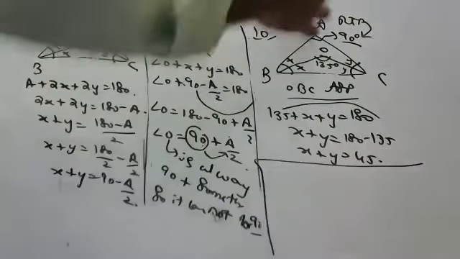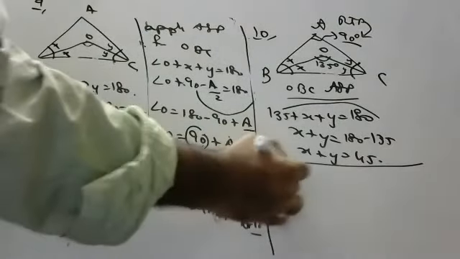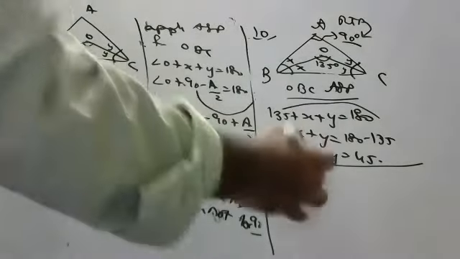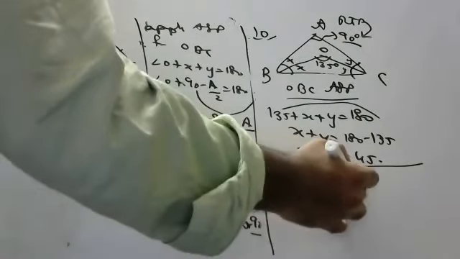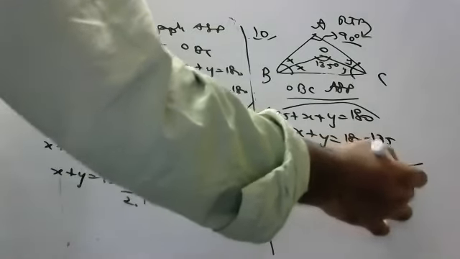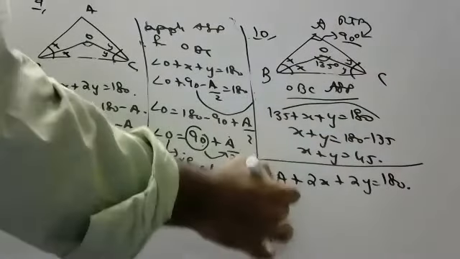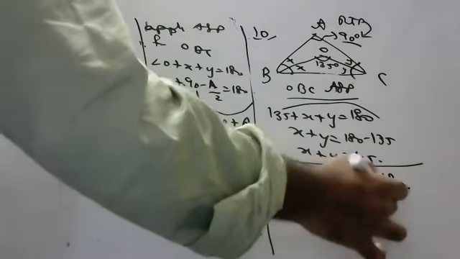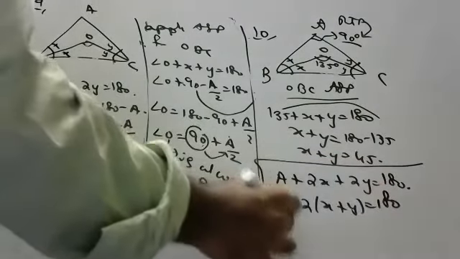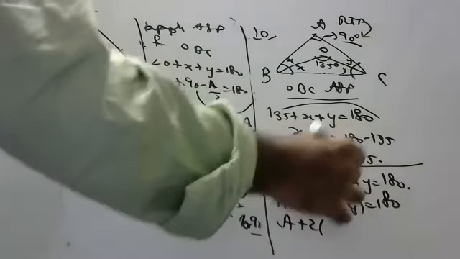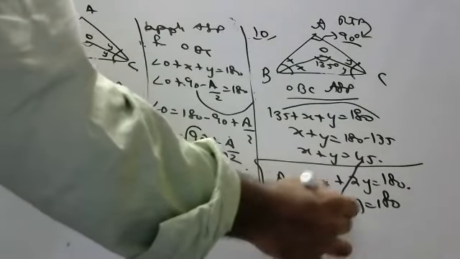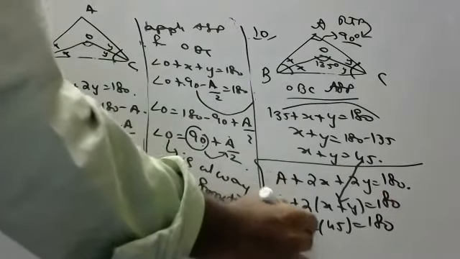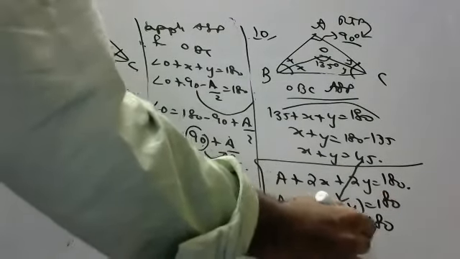Now apply it for the full triangle. A plus B plus C is equal to 180, and we have to prove A is 90. B means 2x, C means 2y. So A plus 2x plus 2y is equal to 180. Take 2 common: A plus 2 times (x plus y) is equal to 180. I hope you are able to understand. Substituting 45 for x plus y, A plus 90 is equal to 180.